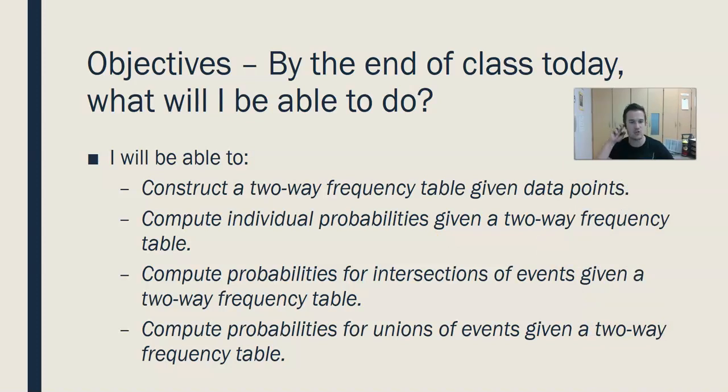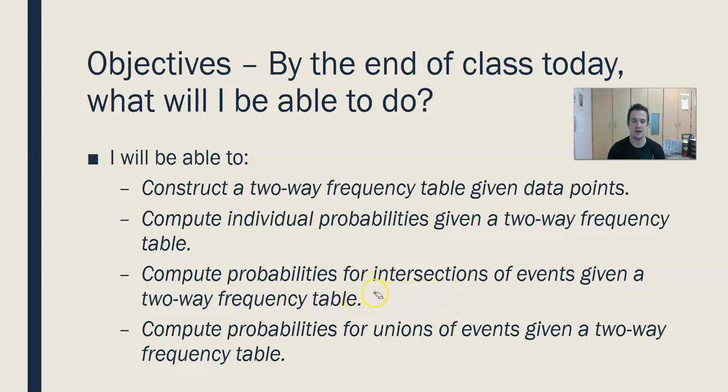So this is what I want you to be able to do by the end of this video. I want you to be able to construct a two-way frequency table given data points, compute individual probabilities given a two-way frequency table, compute probabilities for intersections of events given a two-way frequency table, and compute probabilities for unions of events given a two-way frequency table.